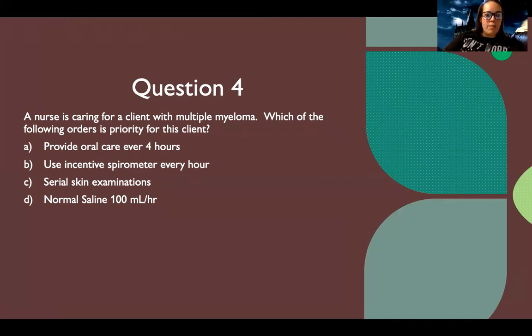Let's see here. It says provide oral care every 4 hours. Well, that sounds good. I don't know if they're going to have a lot of vomiting or nausea, but oral care is always good. But it seems more general, because when it's saying priority, it sounds like something pretty helpful, but not necessarily the first thing that I need to do. Oral care, I'm not like, oh my God, quick, get the oral swab. So yes, let's keep going.